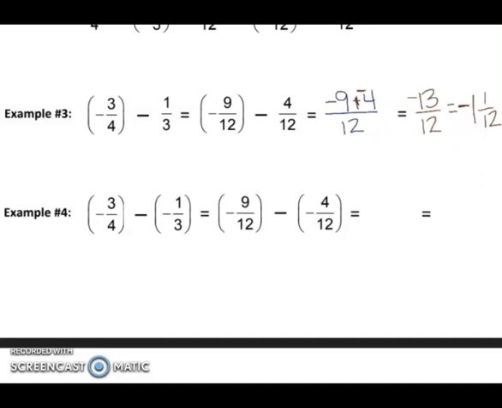Example number 4, again, common denominator is 12. This time we have a negative minus a negative. So this is going to become addition, and then this will be the opposite sign. So we're going to have negative 9 plus 4 on top over 12. Negative 9 plus 4. Well, those have different signs, so I'm going to subtract. Take the sign of the higher absolute value. So negative 9 is further away from 0 than 4 is. So that's the sign I'm going to take and put that over 12. That does not reduce, so negative 5/12 is my answer.